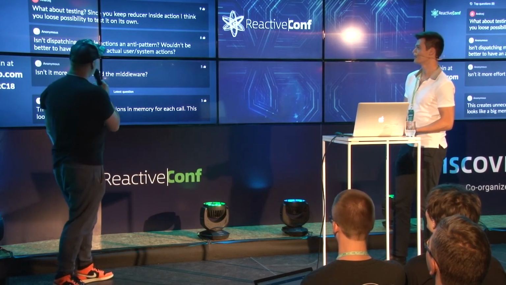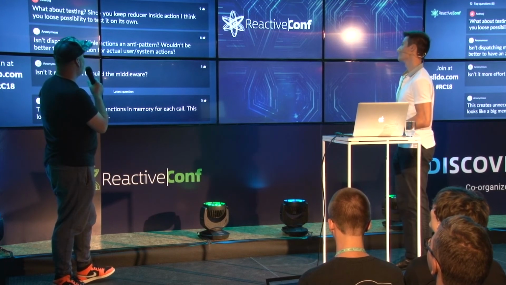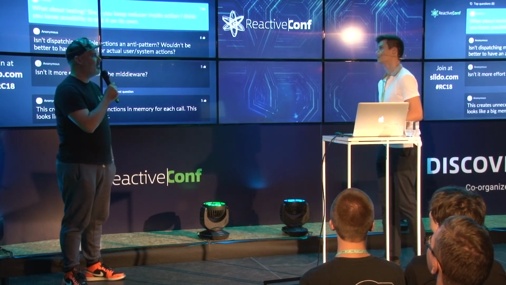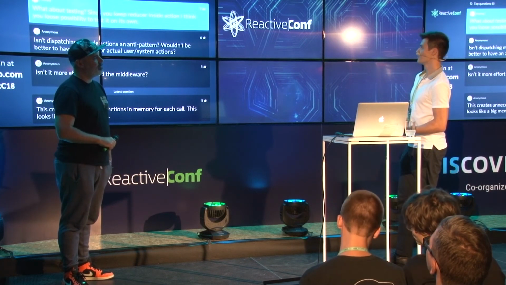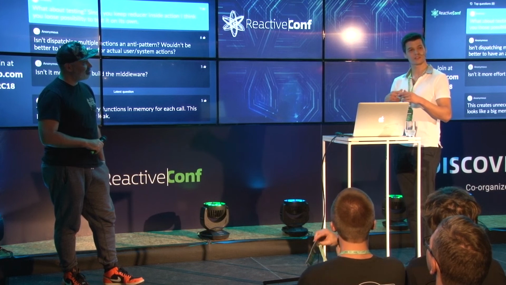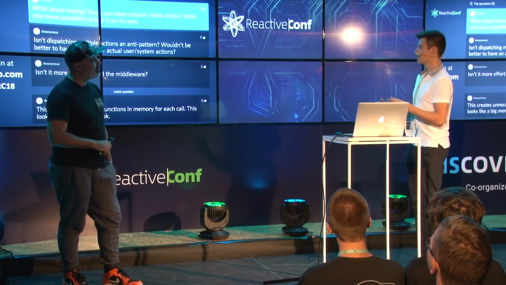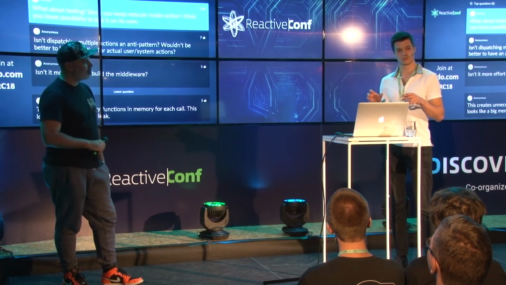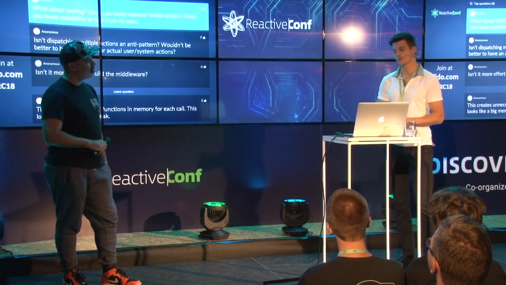Okay, I think we still have a couple of minutes more. What about testing? Since you keep the reducer inside the action, I think you lose some possibility to test it on its own, like a separate test for that reducer. That's an interesting question. It really is. So you could still not make it an anonymous function. You can create some reducers which you test independently, and then just use them as the functions you have defined in the reducer that you dispatch. So you could do it. That's a good question, really.